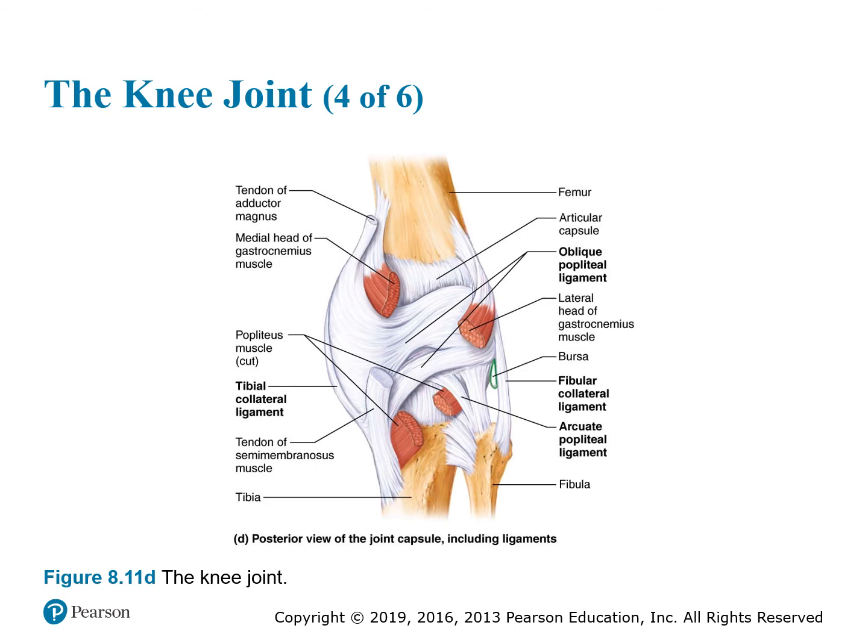Here we have the posterior view of the joint capsule, including the ligaments, and here we see a nice view of the oblique popliteal ligament, the tibial collateral ligament, the arcuate popliteal ligament, the fibular collateral ligament, and the articular capsule.